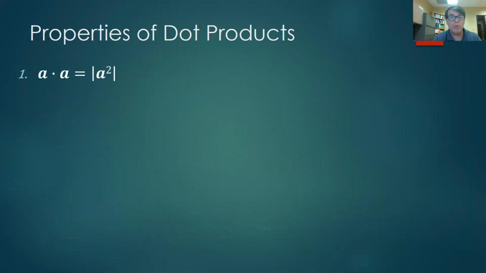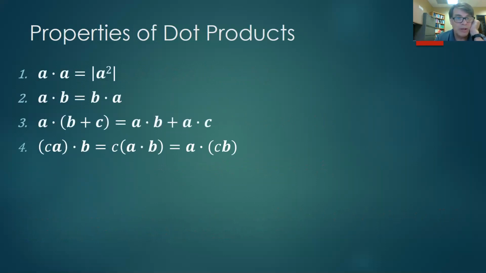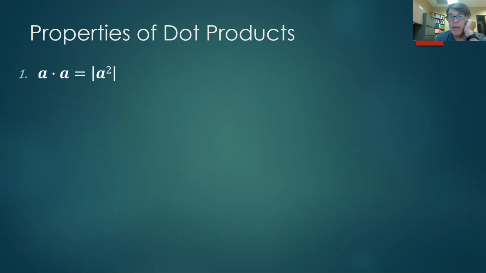Okay, so what are the properties of dot products? Well, they turn out to be pretty normal. If you do a dot product of a thing by itself, it ends up being the square of itself.